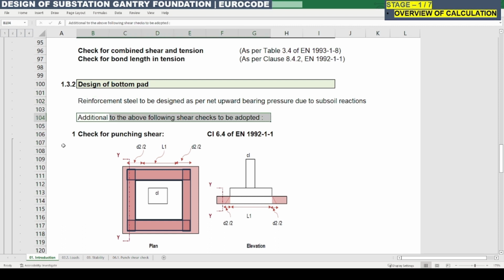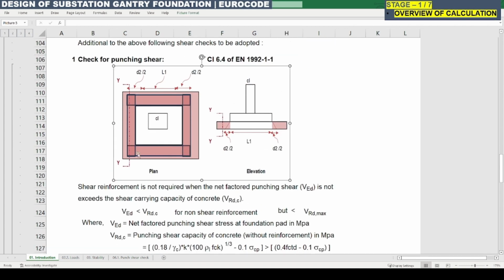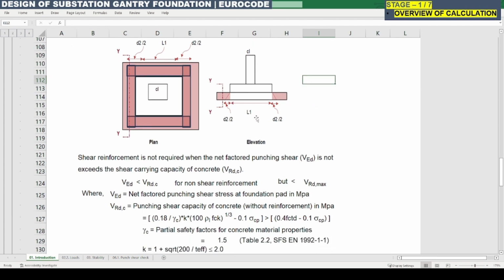In addition to that, we need to check for punching shear, that is two-way shear. This is as per clause 6.4 of EN 1992 part 1 section 1. So this is a plan view of how the punching shear or two-way shear will occur. This two-way shear will occur from the face of the column at a distance of d divided by 2. Here d is nothing but the depth of the raft or bottom pad. So this red color part is the punching shear development diagram.